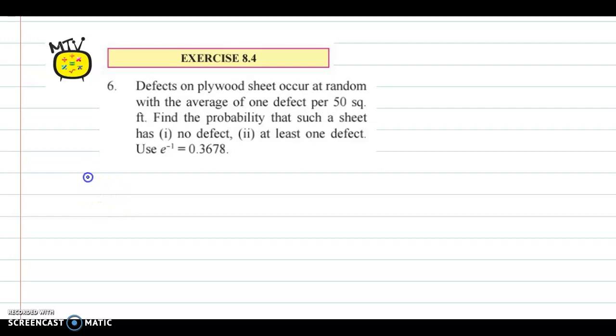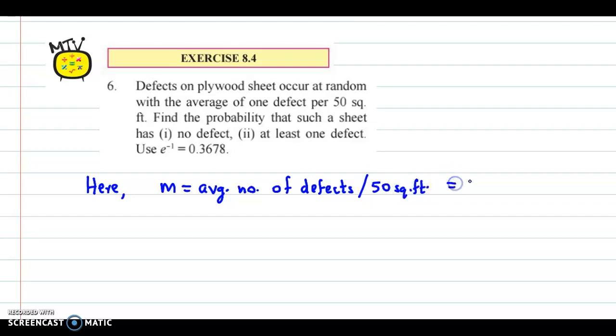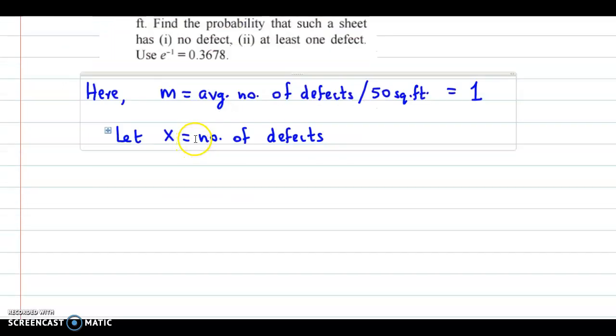Now here we have been given the average number of defects. So that is m. So m is the average number of defects per 50 square feet. Now this value has been given as 1. Okay, and let x represent the number of defects. So let x denote the number of defects, and we have to obtain the probability of no defect, that is x is equal to 0.